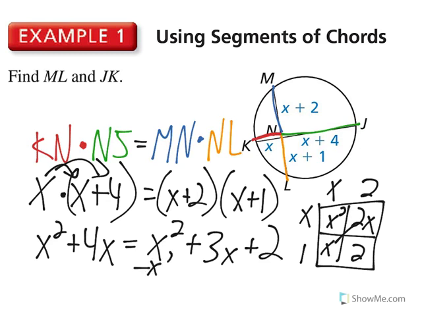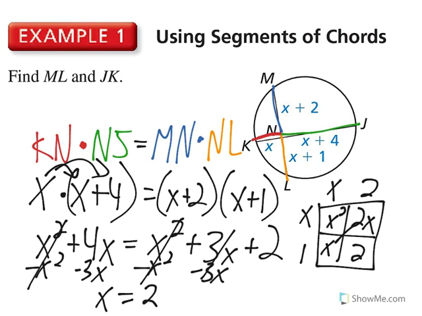If I subtract this X squared, it's going to cancel on both sides. So I'm going to go ahead and subtract this 3X as well. And so on the left side, it leaves me an X. On the right, I'm only left with a 2 because everything else canceled. So I get that X is equal to 2, but I need to know ML.